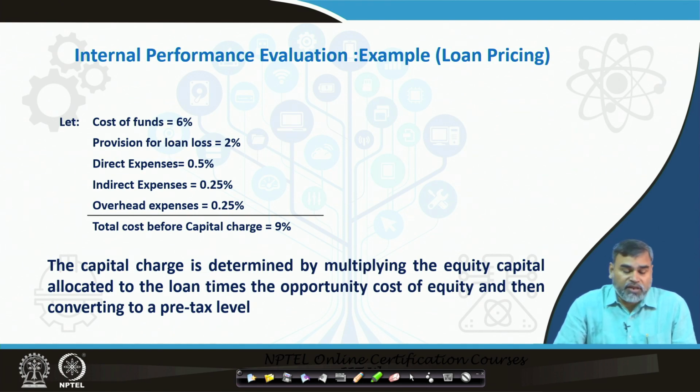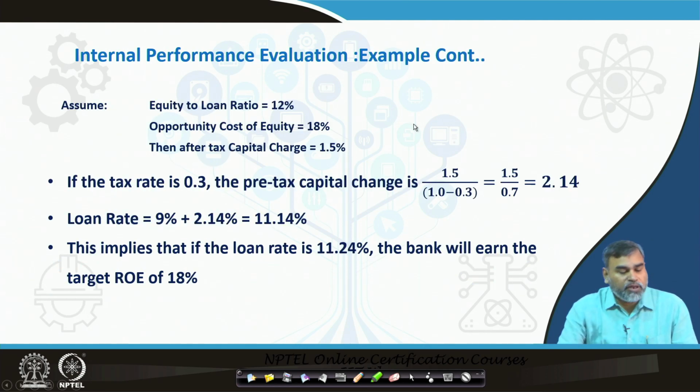So, the total capital charge is determined by multiplying the equity capital allotted to the loan times the opportunity cost of equity, and then adjusting it with respect to the tax. In this example, assume the equity to total loan ratio, that is the capital structure of the bank, is 12%. The opportunity cost of equity is let's say 18%. That means we are assuming the return on equity should be 18%. Then the after tax capital charge will be nothing but 18 divided by 12, that is 1.5.